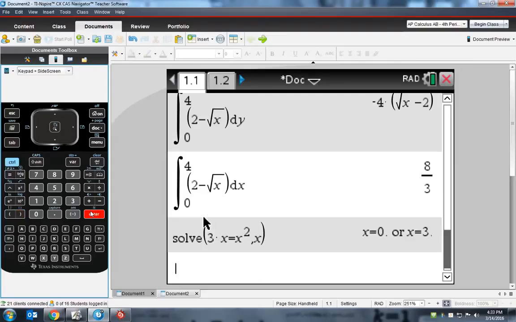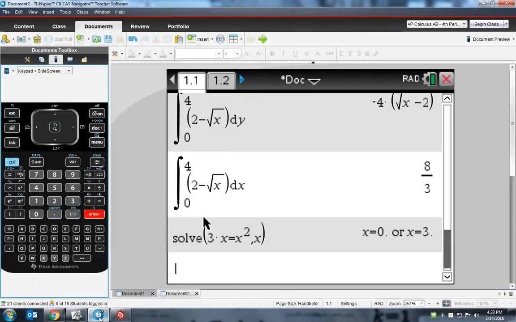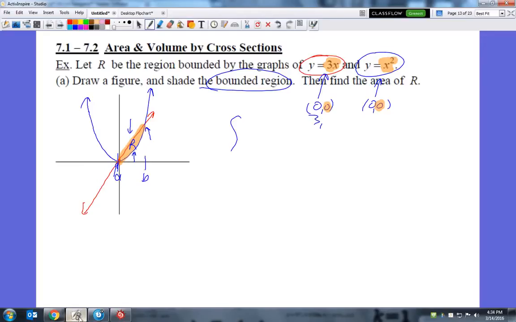We just have to do control enter, and we get 0 or 3, which makes sense because if I put 0 into this function, I'll get 0. Here I get 0. Okay? So 0 yields 0. They're the same there. That's where their y values are the same. And then the other one was 3. And that makes sense because if I put 3 in here, I get 9. If I put 3 in here, I get 9. So then there again, they're going to be the same. That goes without saying.